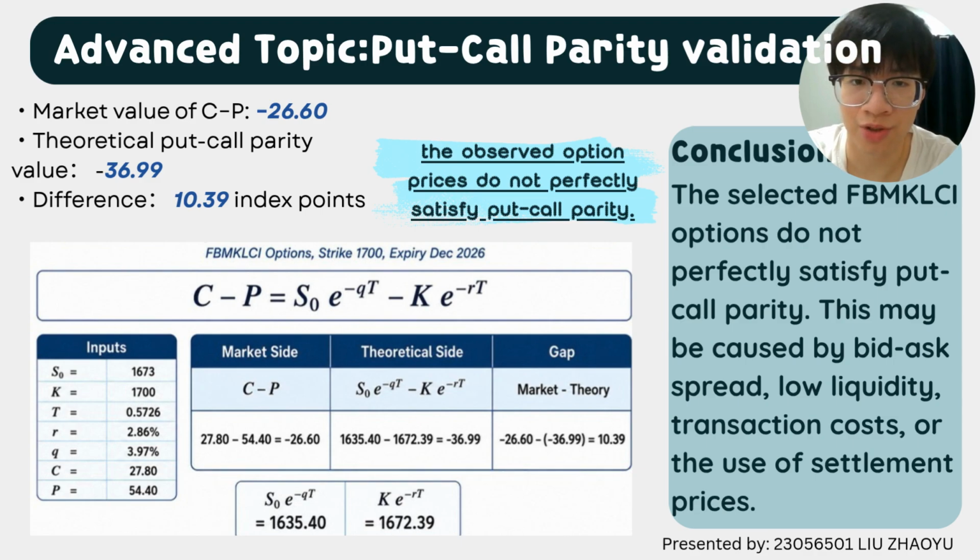This means the option prices do not perfectly satisfy put-call parity. Possible reasons include bid-ask spread, low liquidity, transaction costs, or the use of settlement prices.